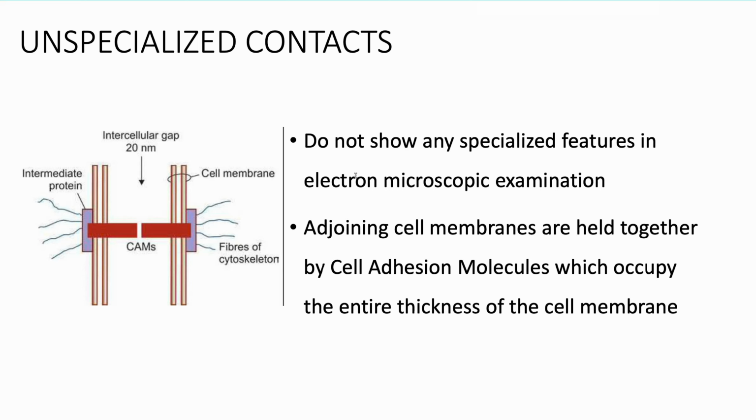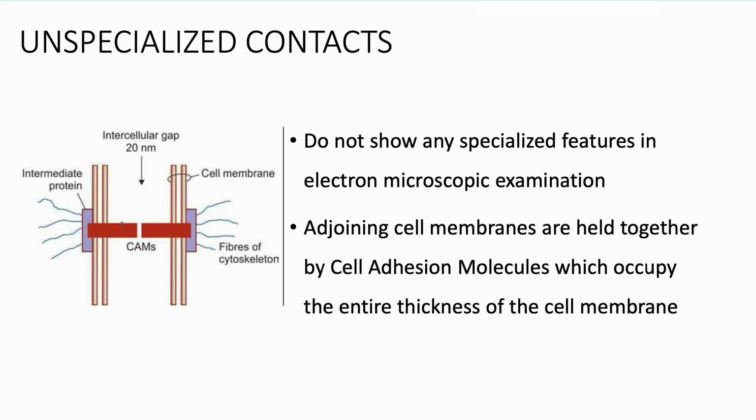The first one, the unspecialized junctions. This is the basic structure of an unspecialized junction. As I told you already, it does not have any unique properties. These two layers are the bilayered cell membrane; this is the cell membrane of one particular cell, and this is the cell membrane of the adjacent cell.